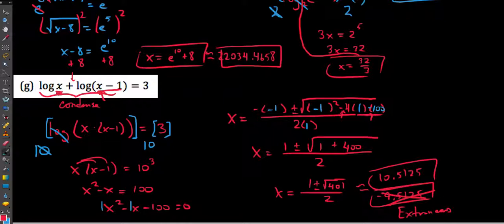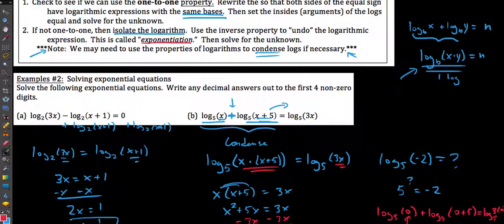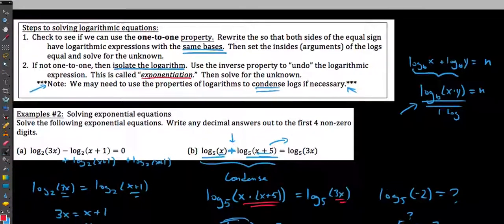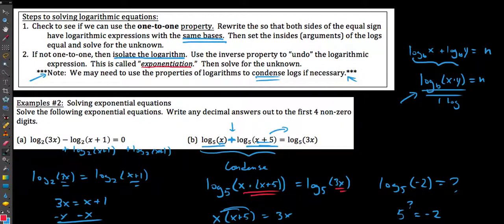Okay. So solving exponential and logarithmic equations, in large part, we're going to check for 1-to-1. But if you can't use 1-to-1, we're either going to isolate the base of the exponent or isolate the log and use our inverse properties to undo it and solve it.